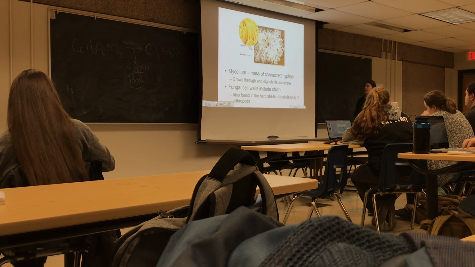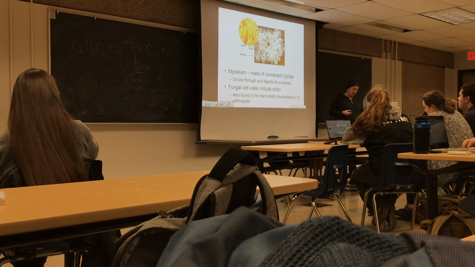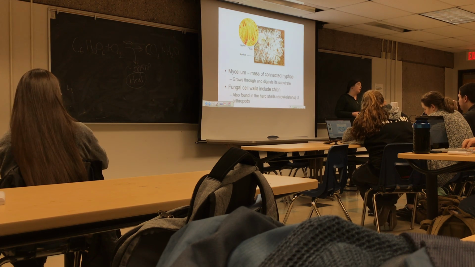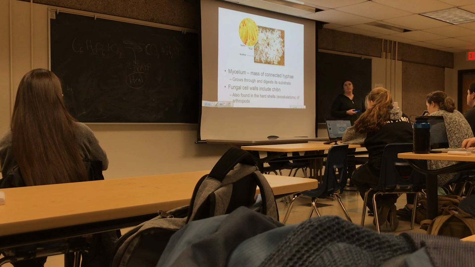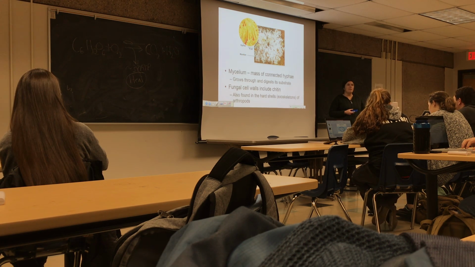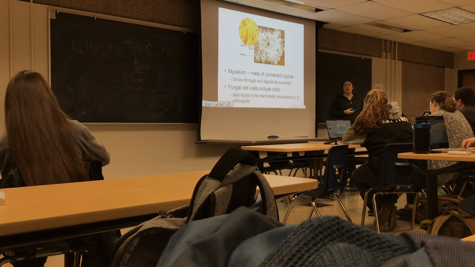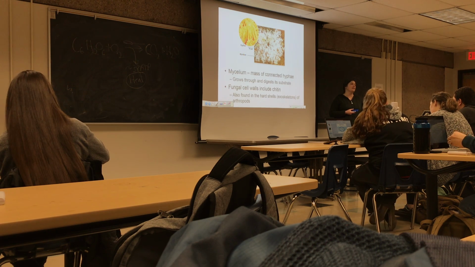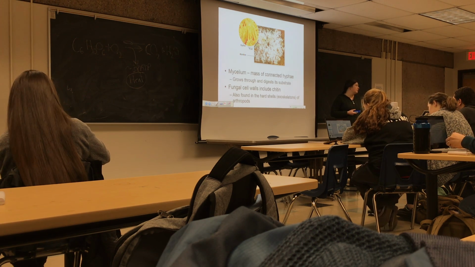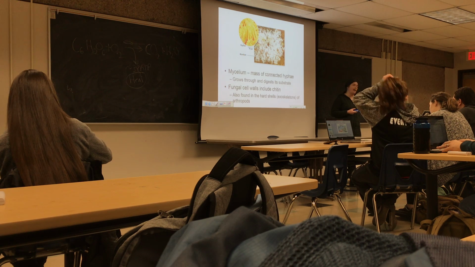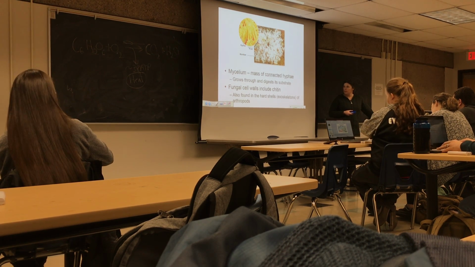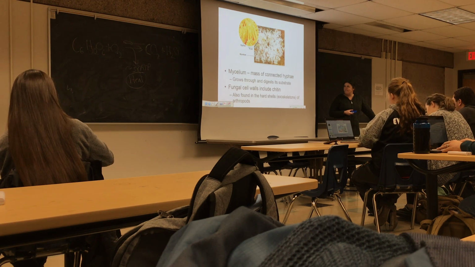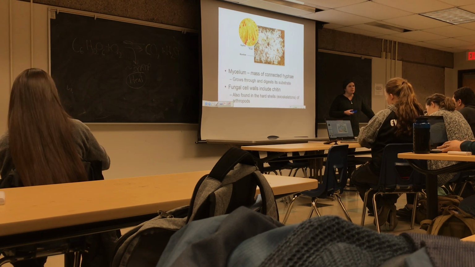Fungi do actually also have cell walls, like plants have cell walls, but plant cell walls are made of cellulose, and fungal cell walls are made of chitin. Chitin is the same compound that's found in the exoskeletons of insects. So it's a structural compound that helps to support the cells. Any questions about this so far?